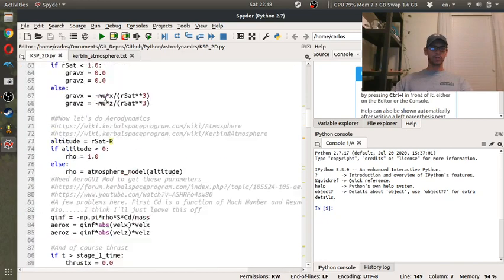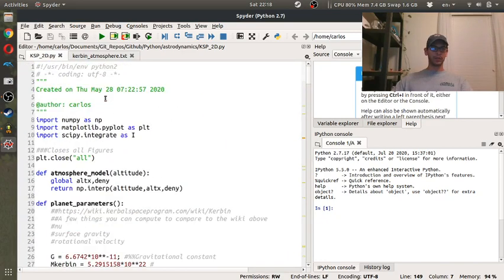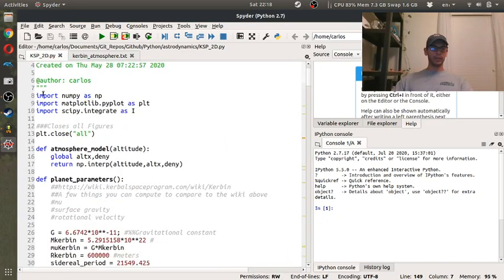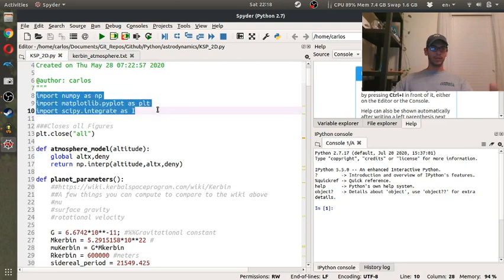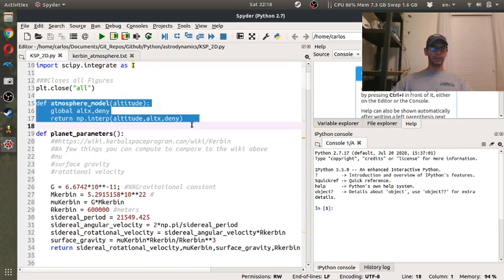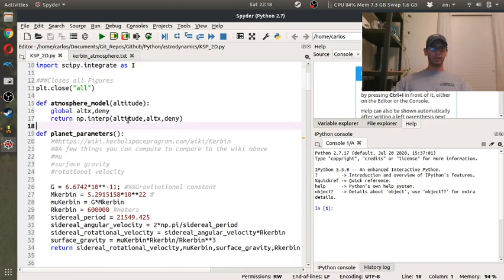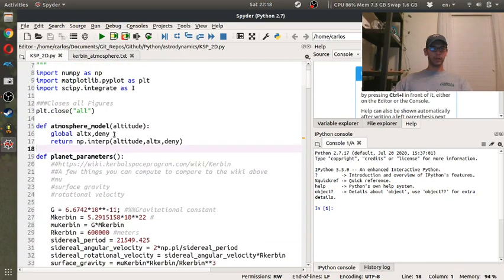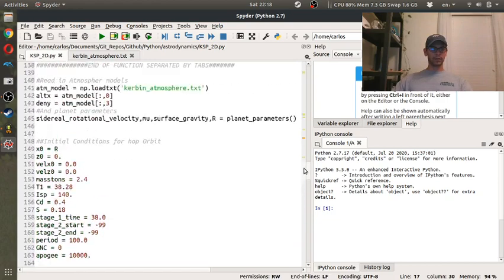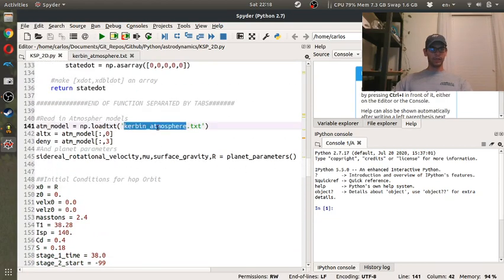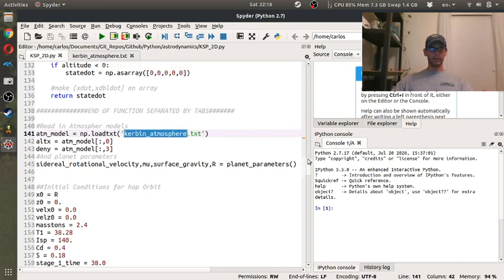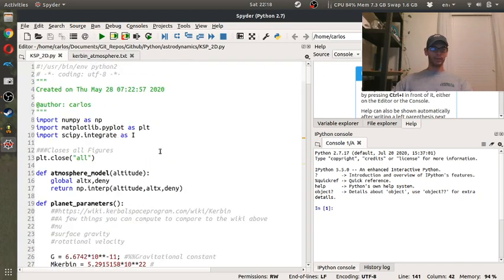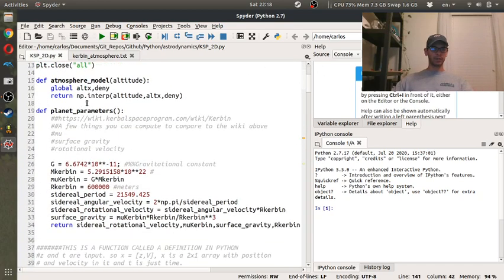So just to recap what the code does, since it's been a while, I import all of my standard classes. I have an atmosphere model where, right here, I load this text file that has the Kerbal atmosphere, with altitude, pressure, density, and things like that, and that way I can interpolate.